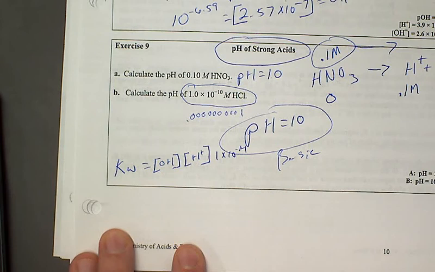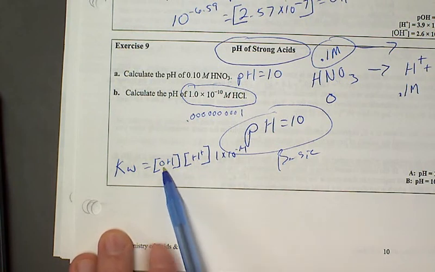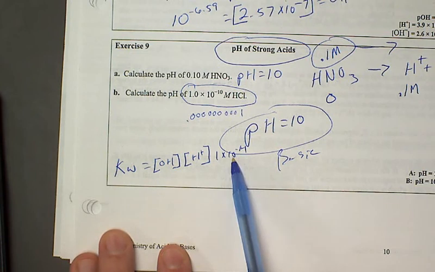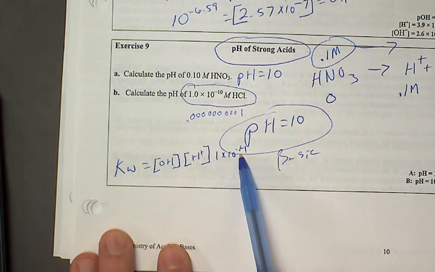Okay, so whenever we're talking about a solution being acidic or basic, we're really talking about the balance between the hydrogen ion and the hydroxide ion, and as it relates to the Kw for water. Now remember, this is 1 times 10 to the minus 14th at 25 degrees, which is our standard for Kw.